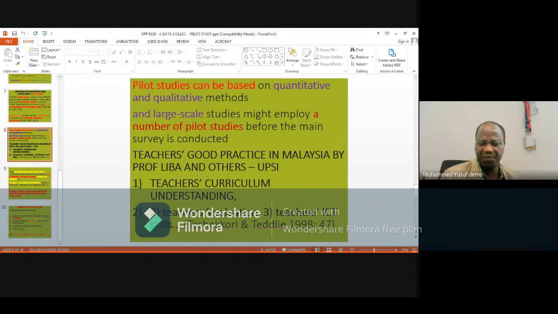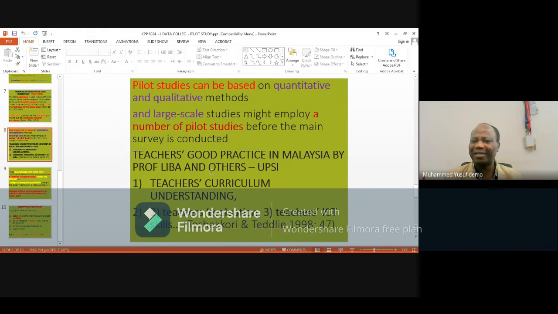Sometimes a pilot study may be in categories or in sections. It might not be only one questionnaire or interview protocol. It may not be like that sometimes. It may be that one section of this interview protocol is for one aspect of the research, this one for another aspect, this one for another aspect. That's why I give you this example.